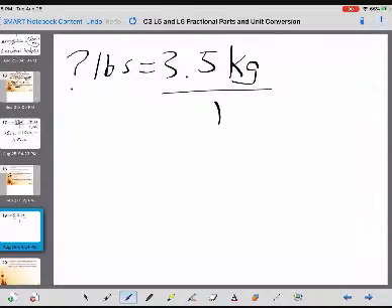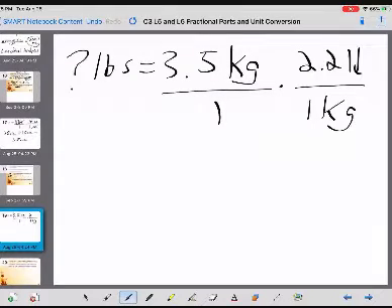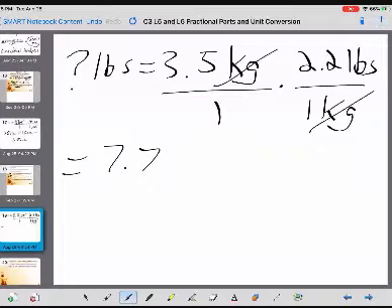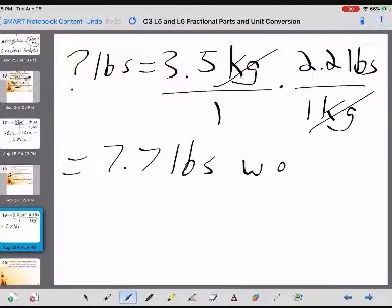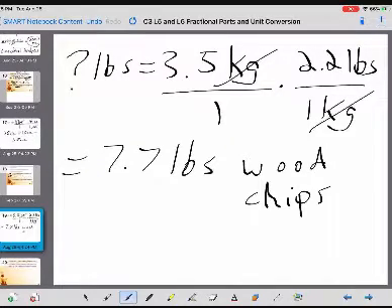So therefore, in order to get kilograms to cancel, I'm going to put kilograms down here, and then pounds up top. Kilograms will cancel, and we get 3.5 times 2.2. That is going to give us 7.7 pounds of our wood chips. So I'll just write wood chips in there. There are 7.7 pounds of wood chips in 3.5 kilograms of wood chips.